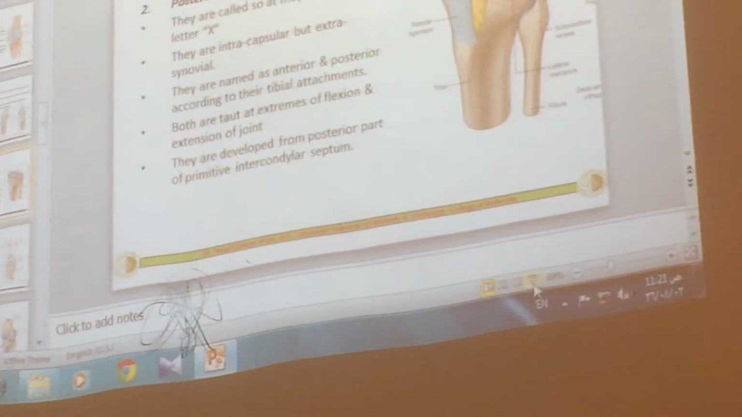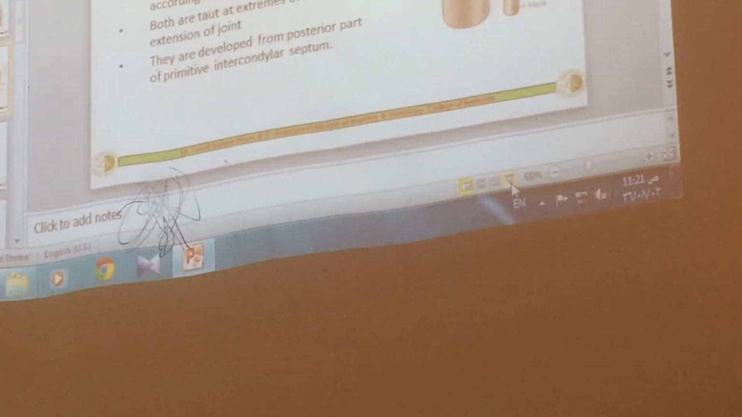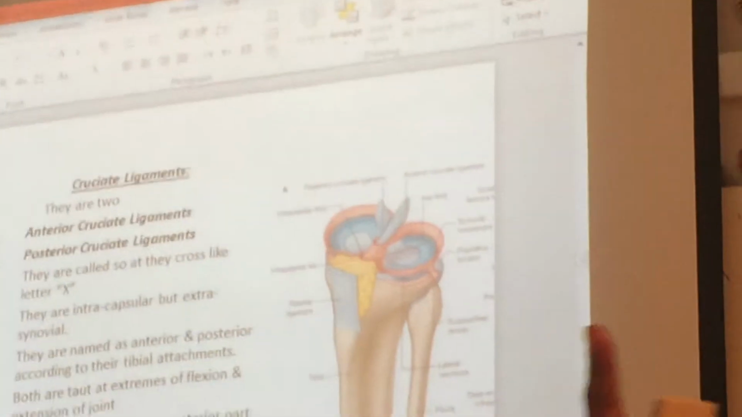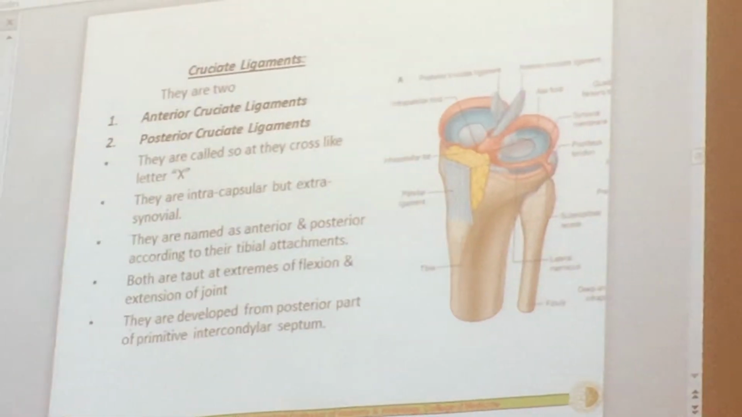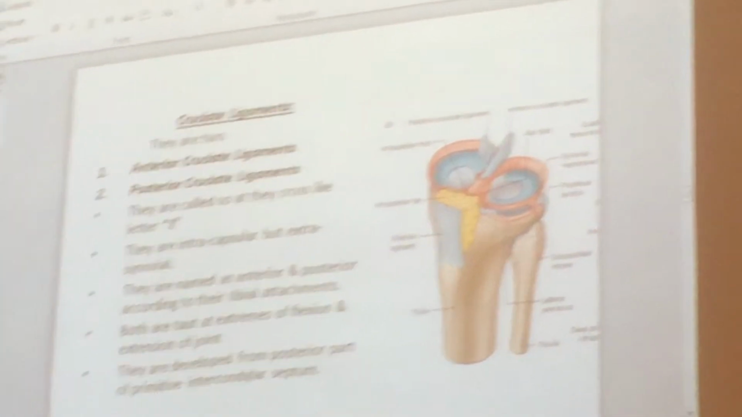One is called the anterior cruciate ligament. The second is called the posterior. If you see this picture, here you can see this is the anterior cruciate ligament, this is the posterior. Why is it called cruciate? Because they cross. That's why they are called cruciate. So they will be crossing. And the importance of these ligaments is that they are intracapsular. They are inside the capsule.